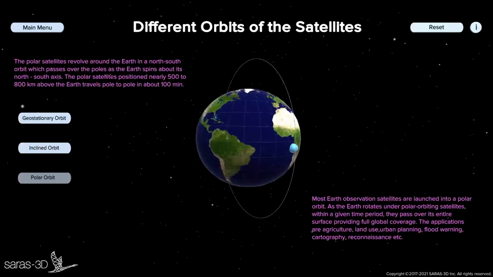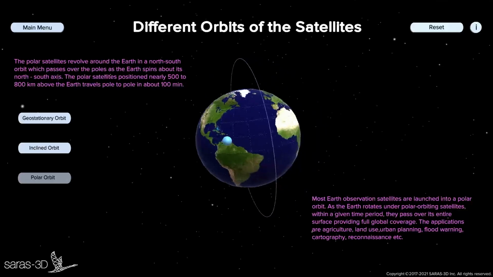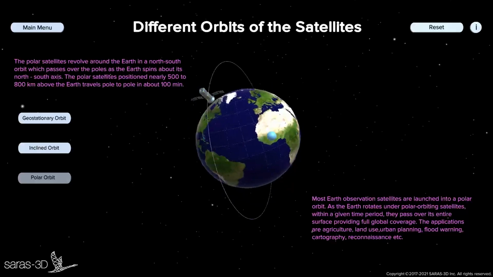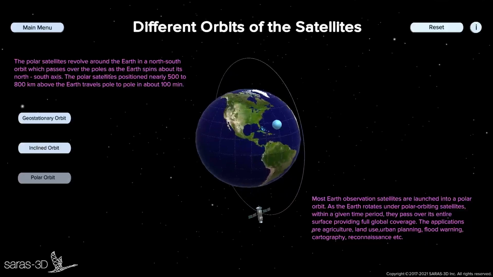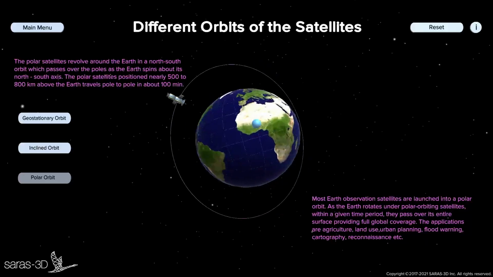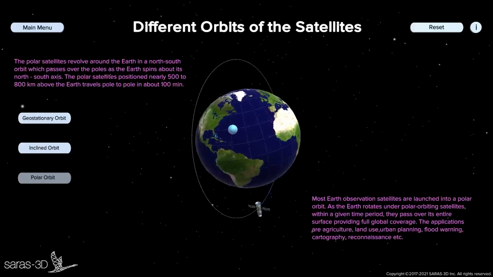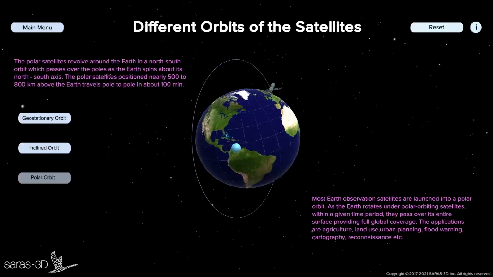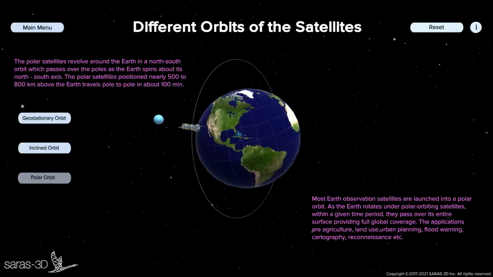Now why are polar orbits necessary? Because low Earth satellites in polar orbits are mainly used in remote sensing applications. Remote sensing satellites have widespread applications ranging from agriculture to urban planning. A high revisit time is required so that the same location can be tracked continuously. Therefore, the polar satellites are usually positioned between 500 and 800 km above the Earth, and they travel pole to pole in about 100 minutes.